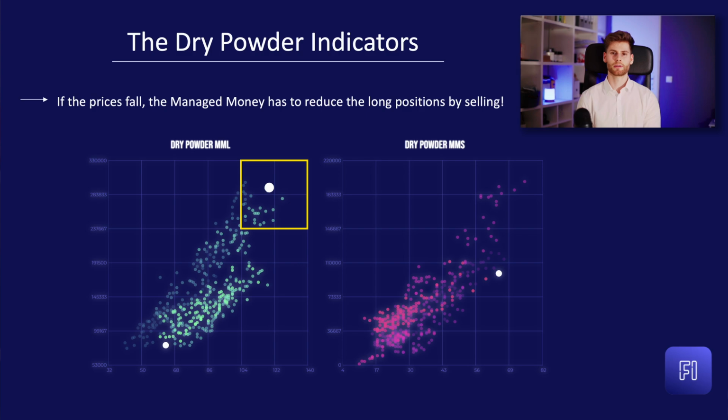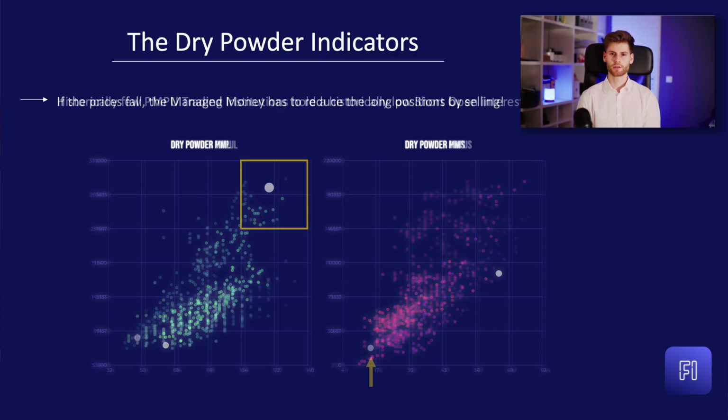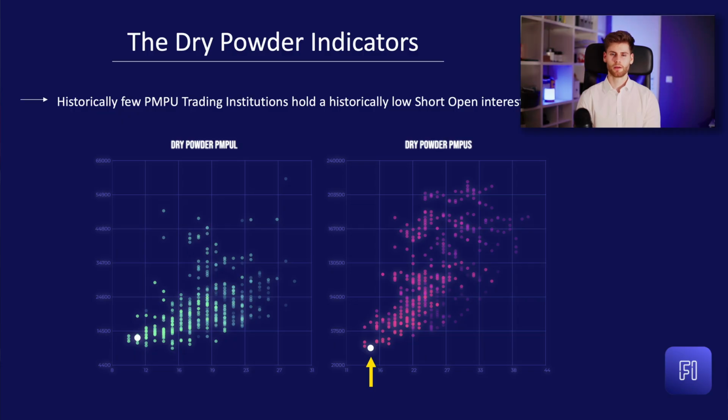We can of course interpret it the other way around with the commercials. As you can see, historically few institutions classified as producers, merchants, processors, or users hold a short position. In addition, the short open interest is at an extremely low value. So the commercial traders have little interest in selling their goods at the current prices. This tells us that they most likely think the current prices are too low. So we can conclude that they expect to see higher prices again soon and then use them to sell their goods.